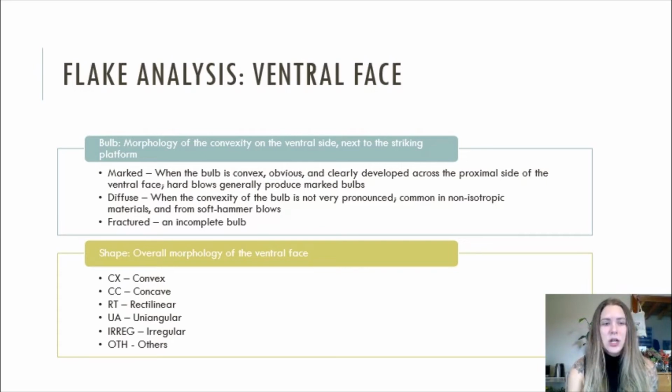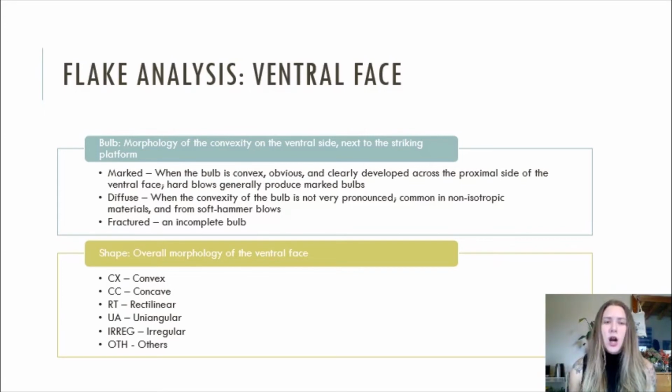Also, in terms of bulb morphology, this is just related to the convexity of the ventral side next to the striking platform. The bulb can either be marked, diffuse, or fractured. And when it's marked, the bulb is very blatant. It's obvious. You can clearly see it developing across the proximal side of the ventral face. And this is generally produced by hard blows.